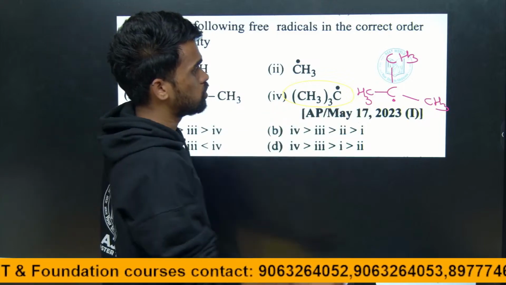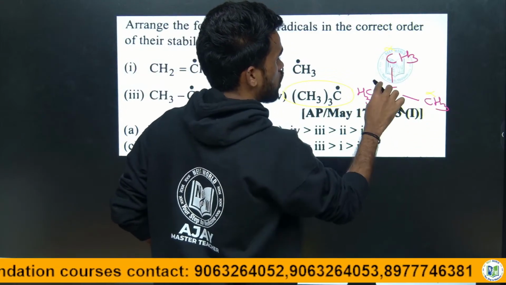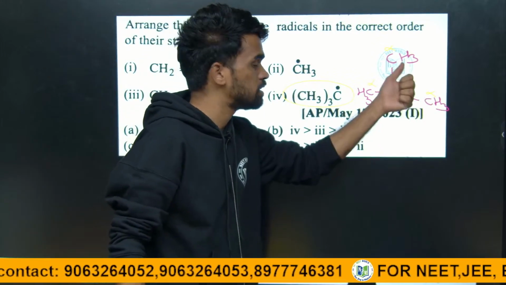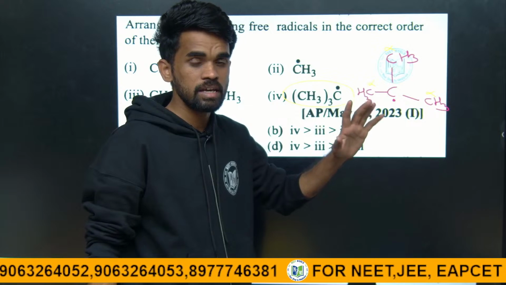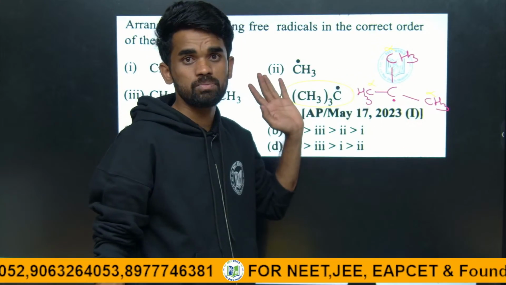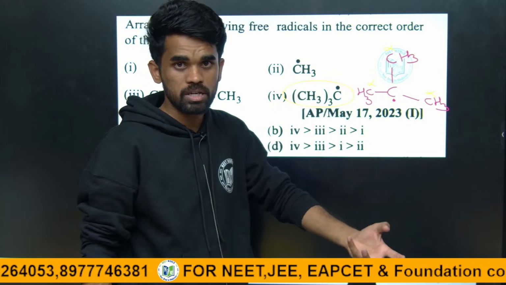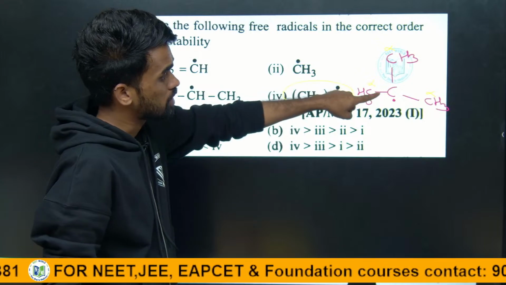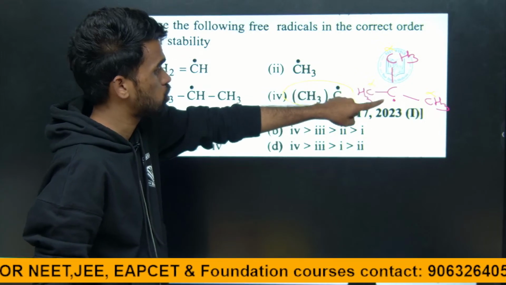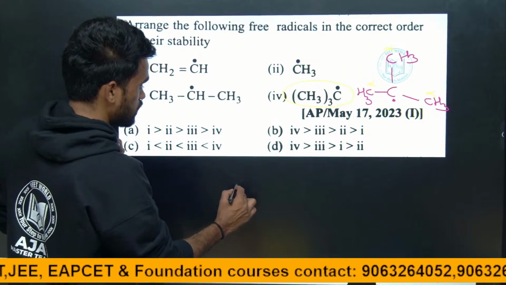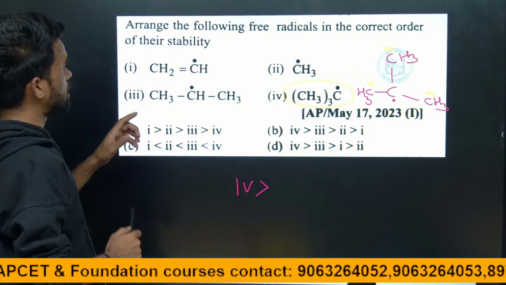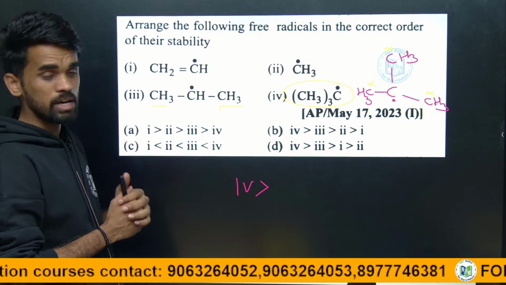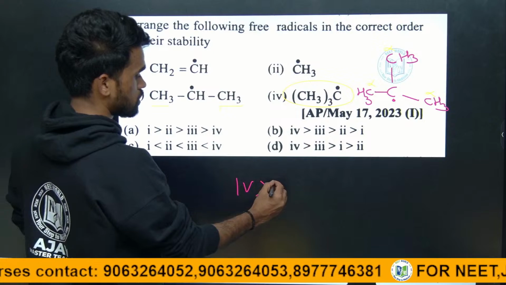Now to this carbon, these are the alpha position carbons. How many alpha carbons? 3, and hydrogens are 3, 3, 3. So 9 alpha hydrogens are there, so 9 hyperconjugations are possible. The more the number of hyperconjugative structures, the more the stability. That's why this has 9 hyperconjugative forms and is more stabilized. So I am writing 4. Next, this has 2 alpha carbons, therefore 6 alpha hydrogens, so 6 hyperconjugative forms. I am writing 3 here.